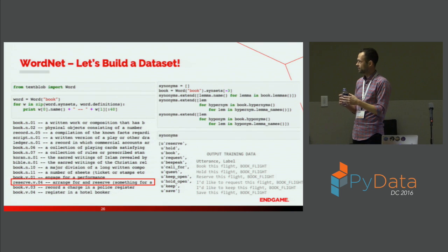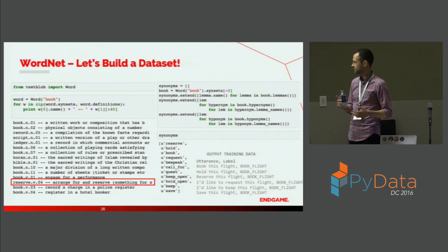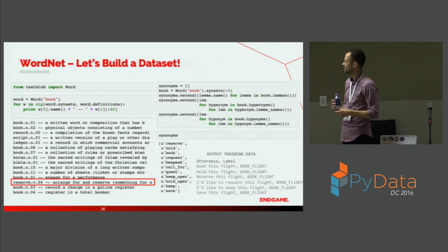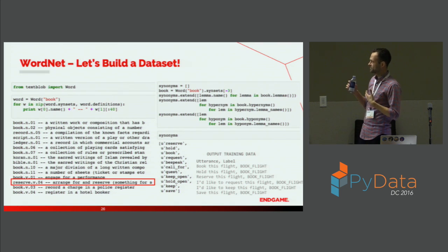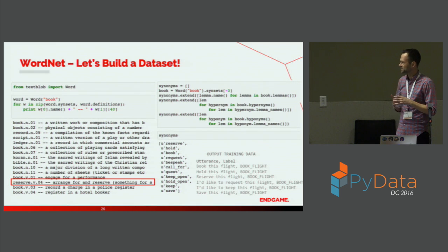We'll put them all together into a giant list, and then we'll create a set, and we'll get potentially new data. And we do. We go from the word book to now we have reserve, hold, request. Probably not going to use bespeak, but maybe if we have like an old-timey gentleman who wants to interact with our chatbot. Keep open, save. Quest would be another one. I might start doing that when I'm at the airport, quest a flight.